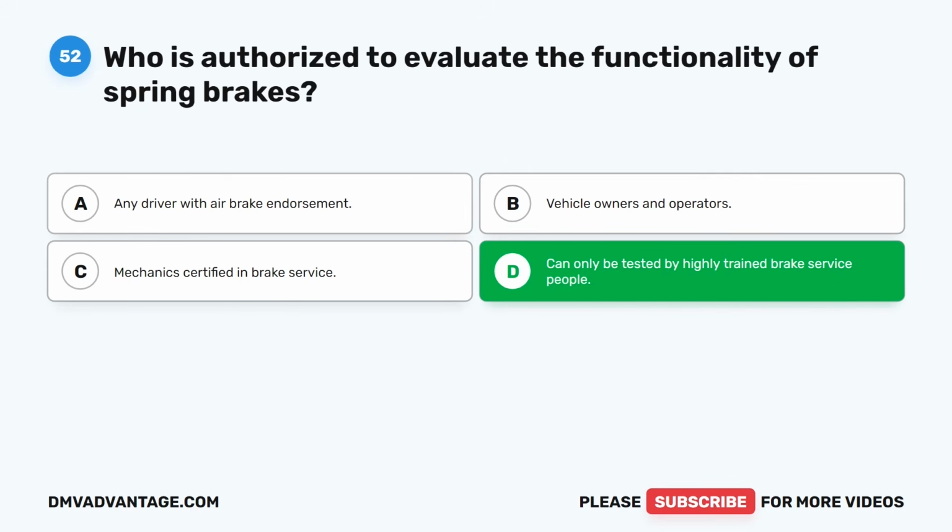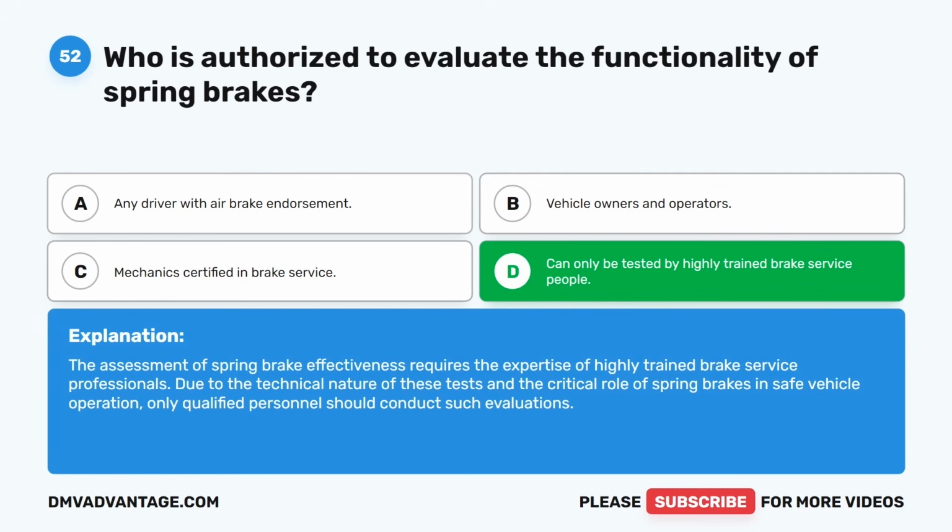Can only be tested by highly trained brake service people. The assessment of spring brake effectiveness requires the expertise of highly trained brake service professionals. Due to the technical nature of these tests and the critical role of spring brakes in safe vehicle operation, only qualified personnel should conduct such evaluations.